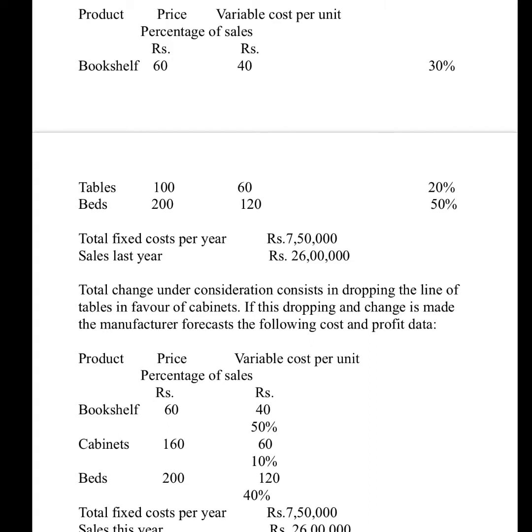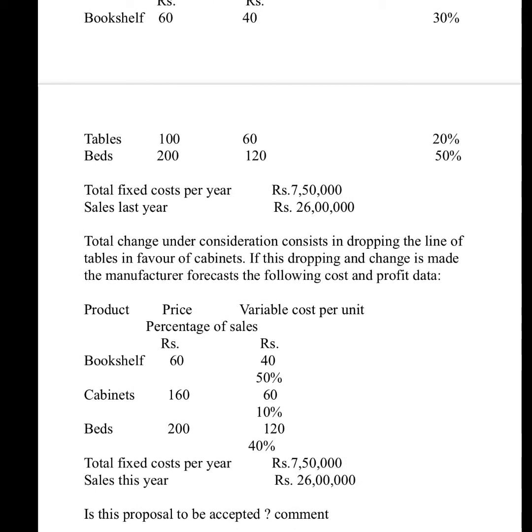If this dropping and change is made, the manufacturer forecasts the following cost and profit data. Forecast is nothing but the estimation, given here for the product cabinet. Here the products are bookshelf, cabinets, and beds, whereas in the previous one they gave bookshelf, table, and beds.